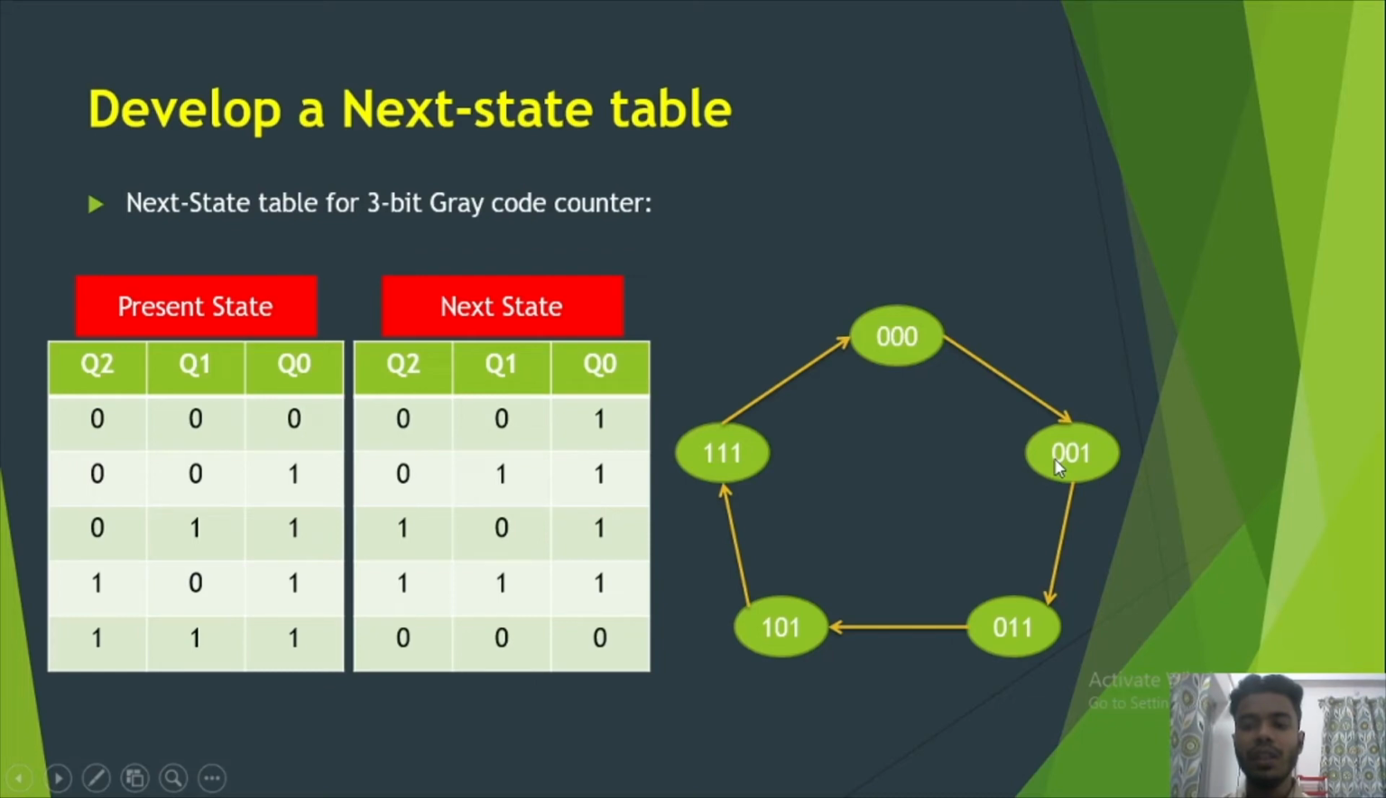When the present state is 0, 0, 1, the next state will be 0, 1, 1. When the present state is 0, 1, 1, the next state will be 1, 0, 1. When the present state is 1, 0, 1, the next state will be 1, 1, 1. When the present state is 1, 1, 1, the next state will be 0, 0, 0. We will go back to the first state. We will put these values in the next state table.